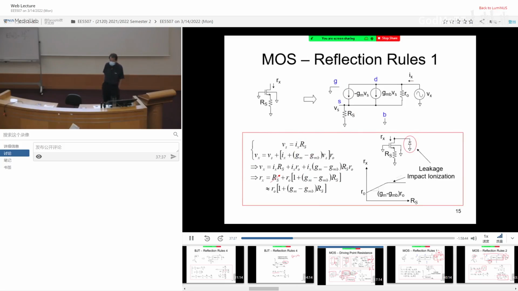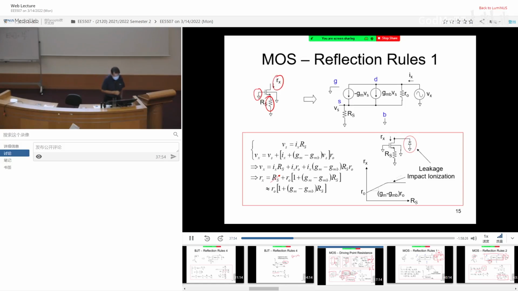Now, the first reflection rule: MOS has a different reflection rule. So, my gate is grounded. I inserted something at the source terminal. What is the equivalent resistor looking down into the drain terminal? There is nothing I can do.